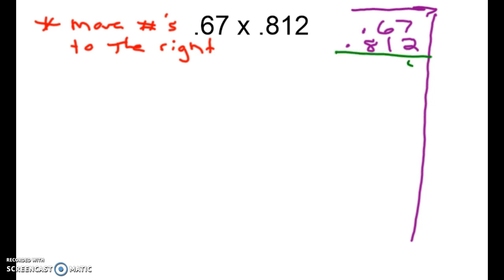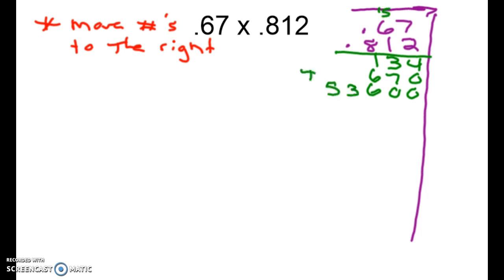So 2 times 7 is 14. Carry the 1. 2 times 6 is 12, plus 1 is 13. You drop a 0. 1 times 7 is 7. 1 times 6 is 6. Drop 2 zeros, because now you're on your third number. 8 times 7 is 56. Carry a 5. 8 times 6 is 48, plus 5 is 53.